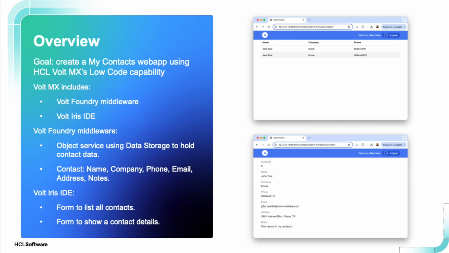In the Volt Iris IDE, we will create two forms. The first form is to list all the contacts. The second form is to show a contact's details. And you can see the example of the two screens on the right. The top is the list all, and the bottom is a contact detail.